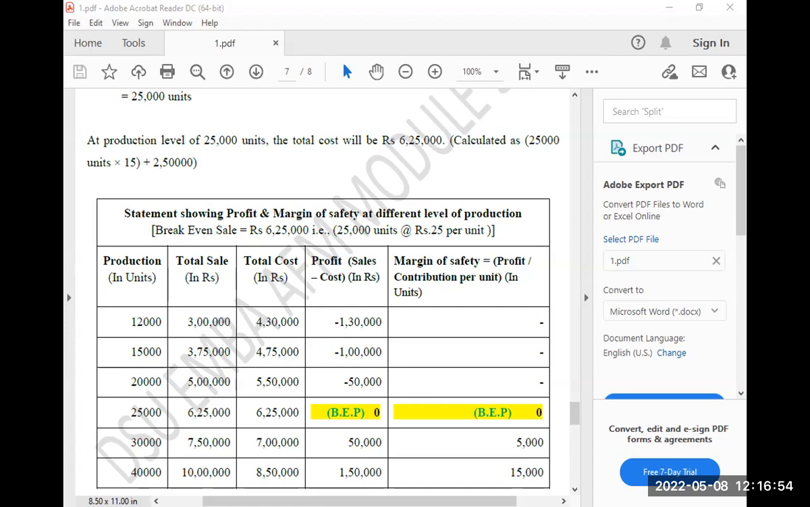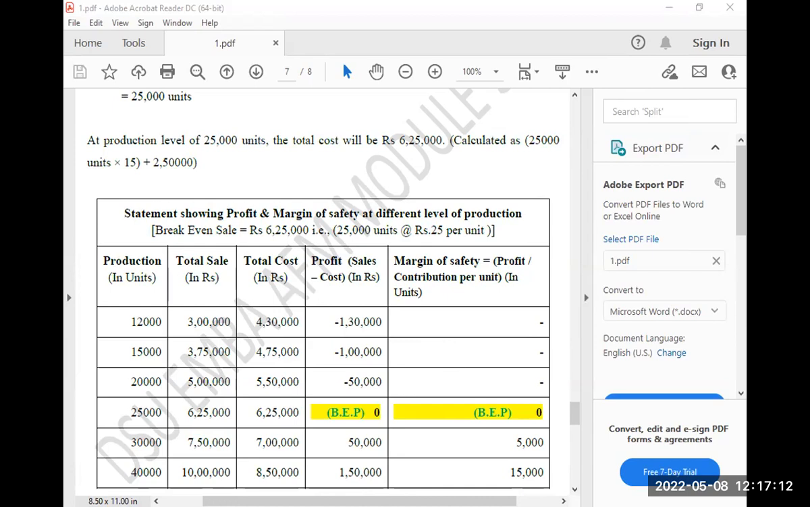Let's go from the bottom of the statement. What is the statement? Sales minus variable cost is equal to contribution. Contribution minus fixed cost is equal to profit. That's a normal statement. Now in this question, we don't have any variable cost given. So we go from the bottom.